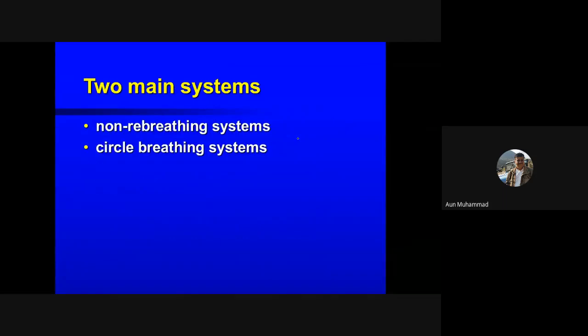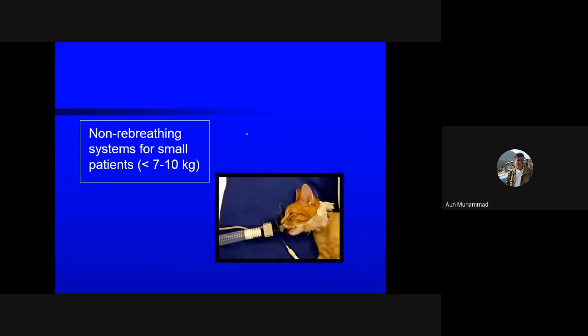So in our clinical practice, the most commonly used breathing systems are the non-rebreathing system and the circle breathing system, or this is called the closed breathing system, and this is called the semi-open breathing system. So mainly these two systems are being used in our clinical practice.